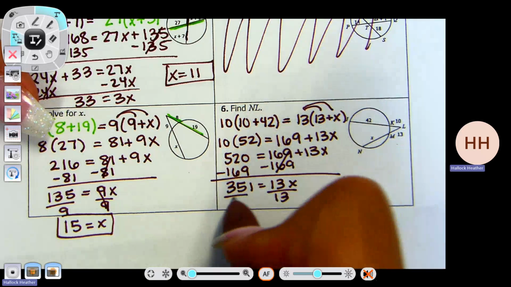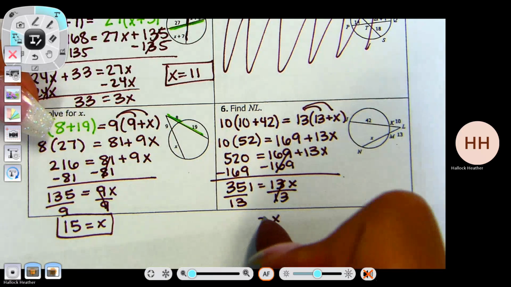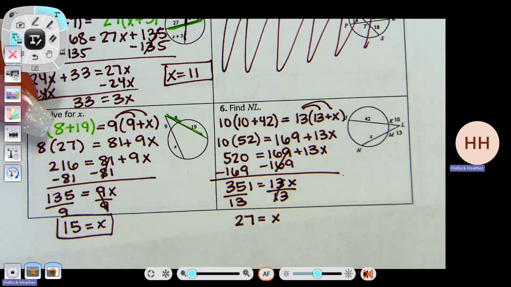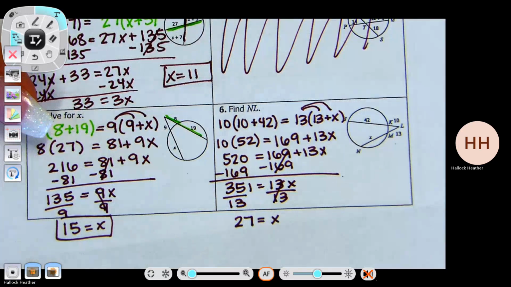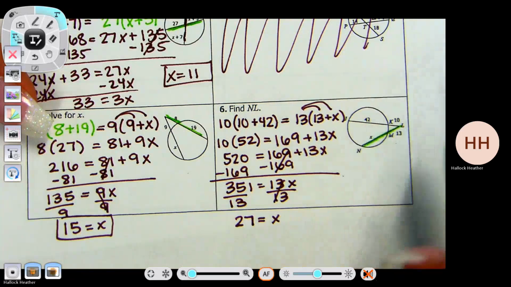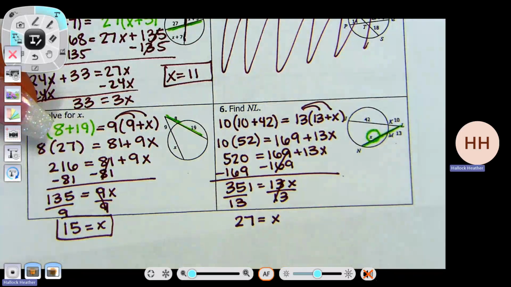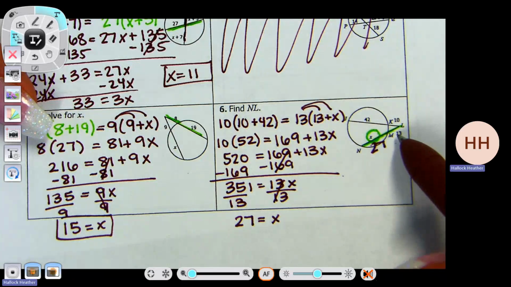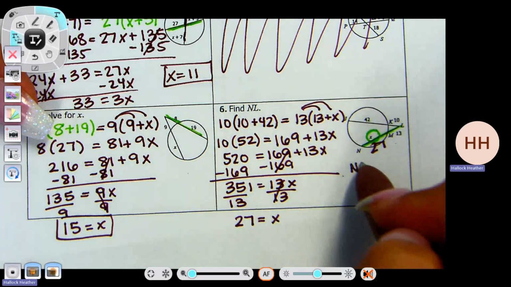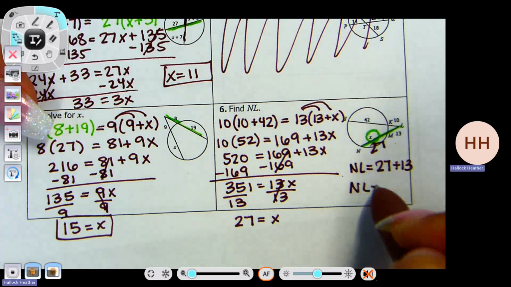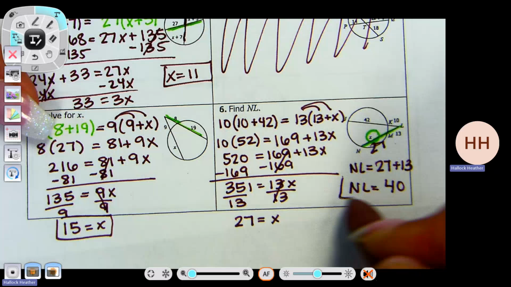And when you divide, what do you get? 27. And then this one you have to plug back in. No. So you need to find NL. So this part's literally just x. So that part's 27. If I'm not multiplying 27 and 13, I'm adding them. So NL is just 27 plus 13. So how much is NL? 40.